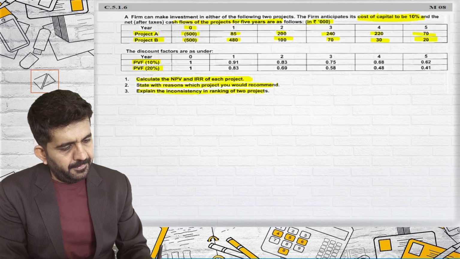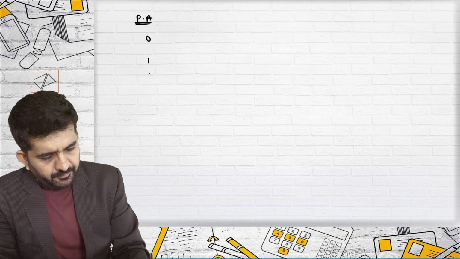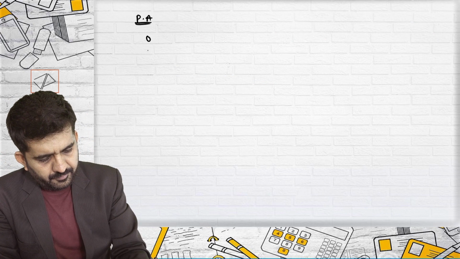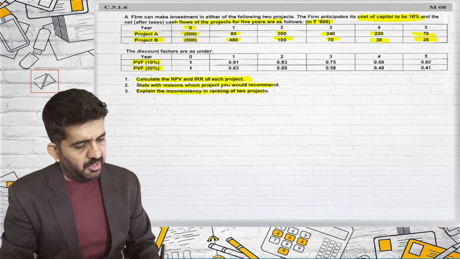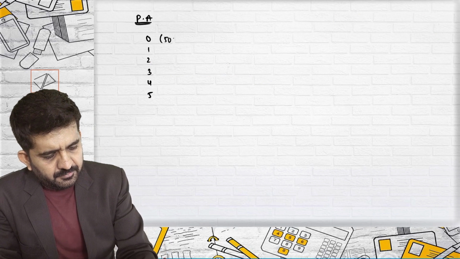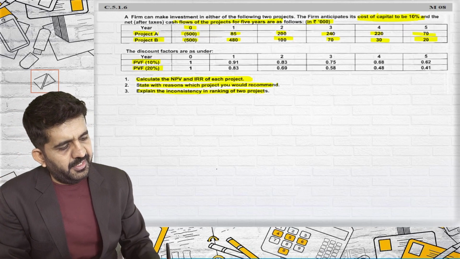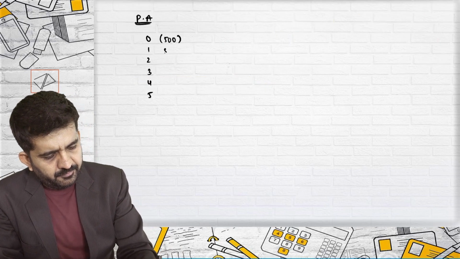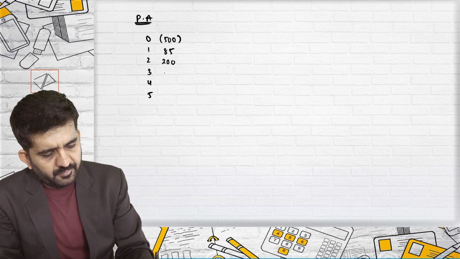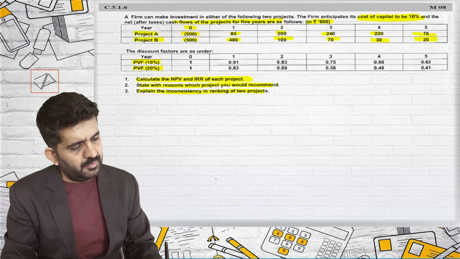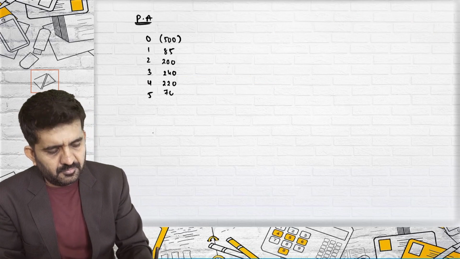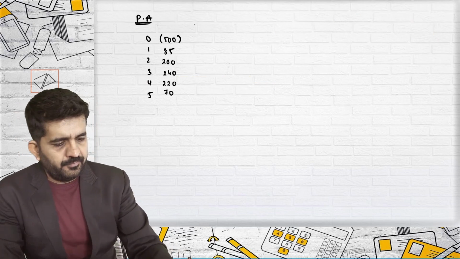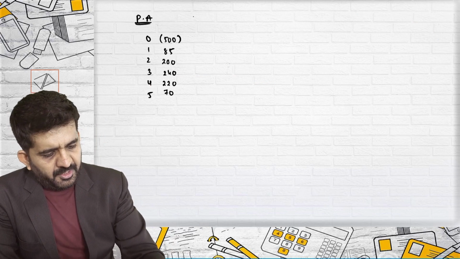Zero, 1, 2, 3, 4, 5. What are my cash flows? Minus 500, 85, 200, 240, 220, 70. They are directly cash flow. I need to find out NPV.